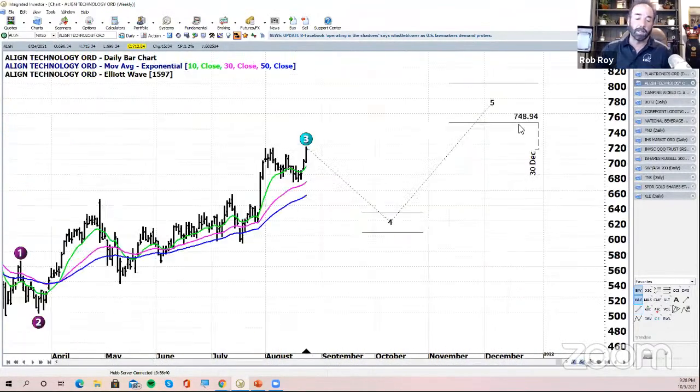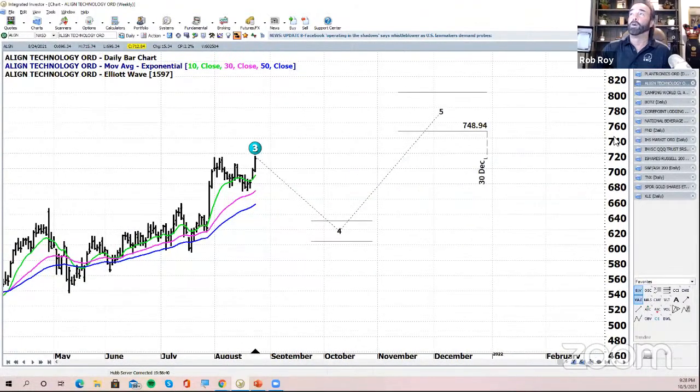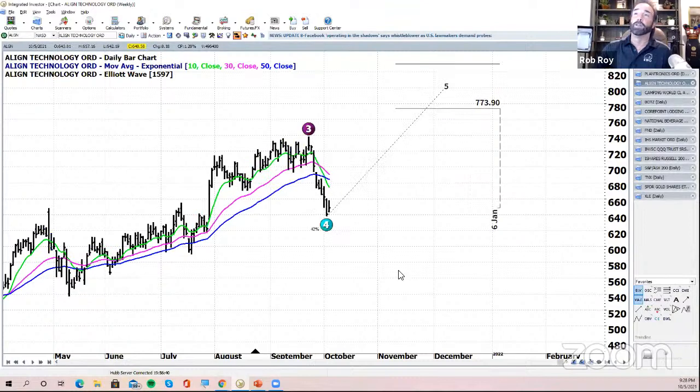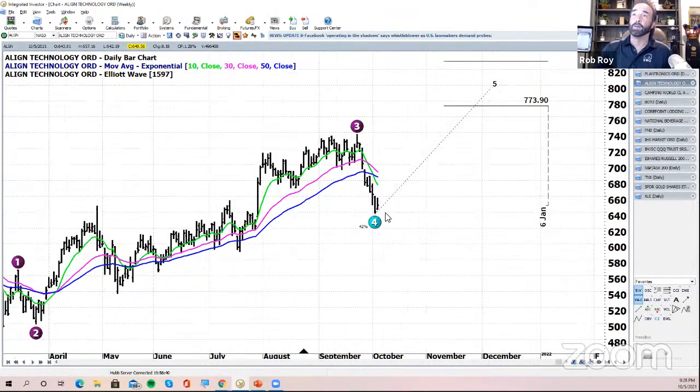Then Align Technology is one that we looked at back on August 24th. And at that point in time, we didn't have interest rates moving to the upside. So technology was a good place to move higher. Well, since then, with interest rates moving to the upside, you can see that we created the wave 4. And that's the issue with the wave 3, right? When does the wave 4 start?